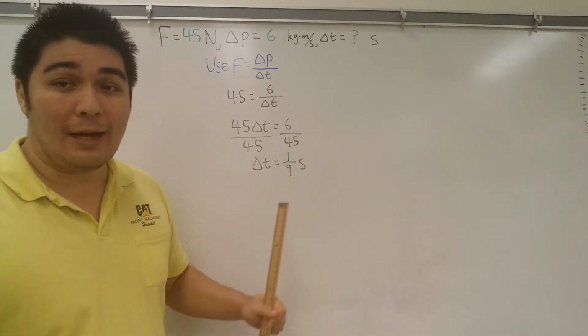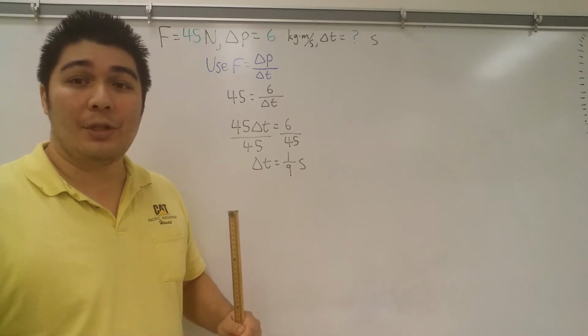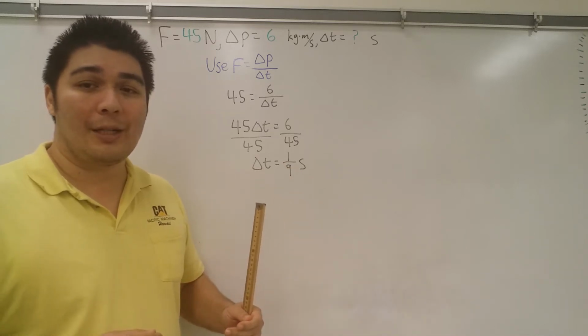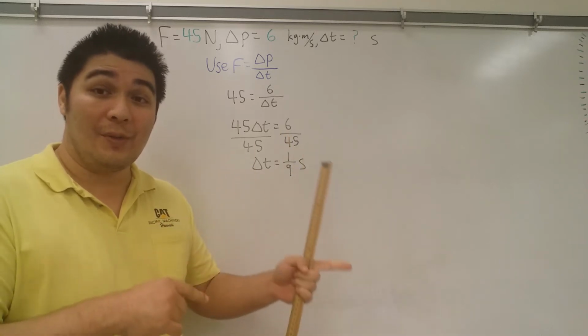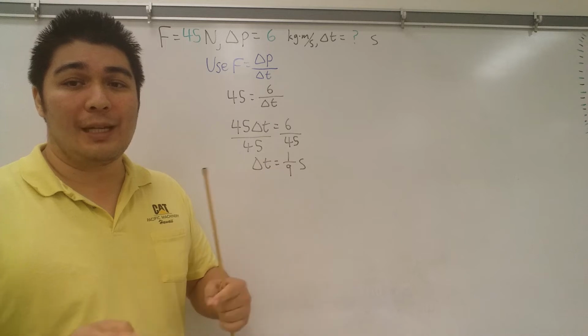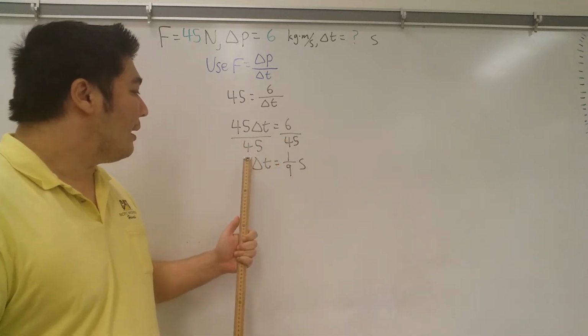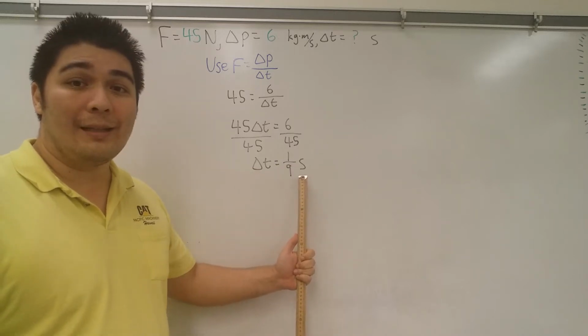Now it's time to isolate the delta T. In order to do that, I do the opposite operation that's being done to it. Right now, the operation being done is multiplication, so I do the opposite, which is division, and I divide both sides of the equation by 45. So what I get is that delta T is going to be equal to 1/9 seconds.